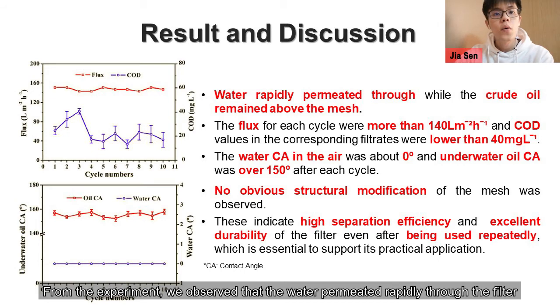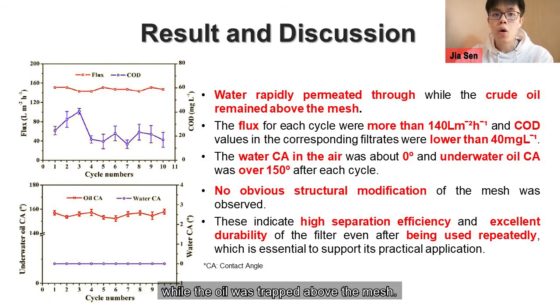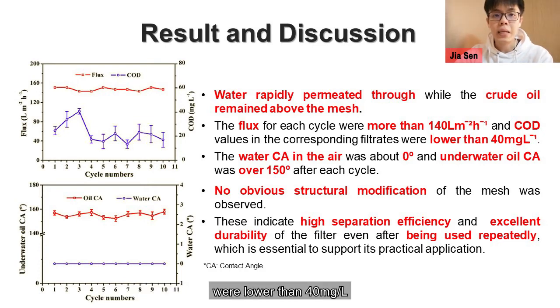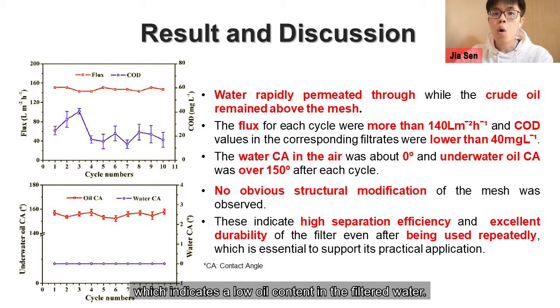From the experiment, we observed that the water permeated rapidly through the filter while the oil was trapped above the mesh. According to the graph, the flux for each of the 10 cycles was consistently around 140 liters per meter square hour, which means there has been the same amount of water being separated from the mixture. Also, chemical oxygen demand (COD) values for each of the 10 cycles were lower than 40 mg per liter, which indicates a low oil content in the filtered water.